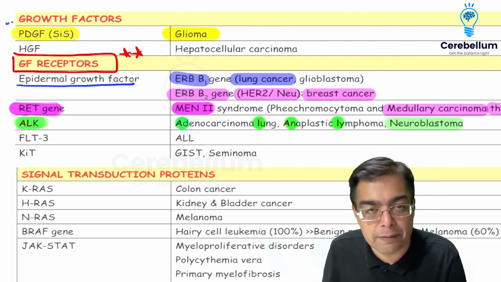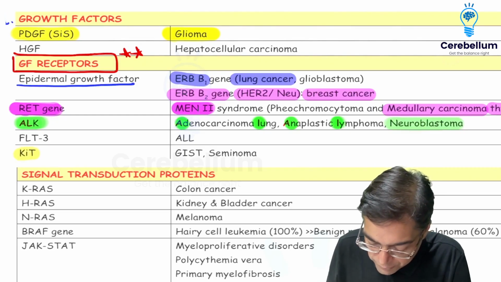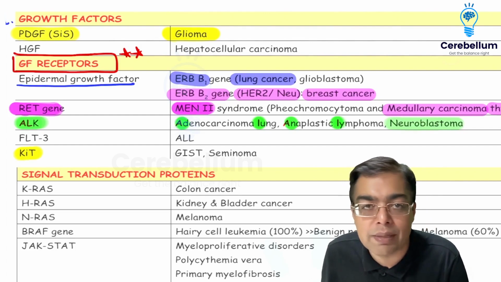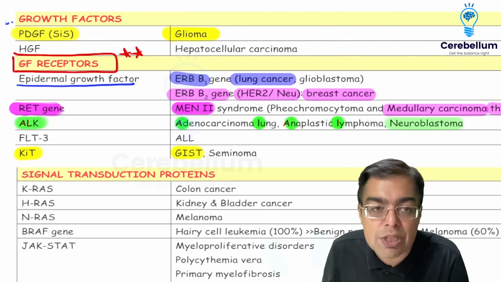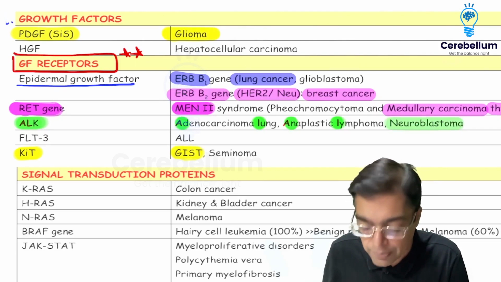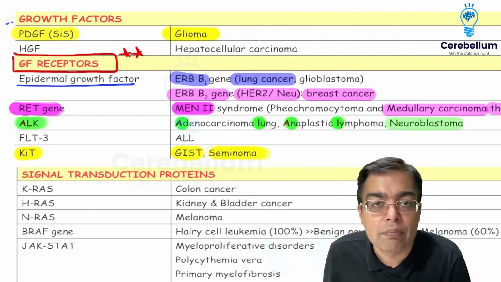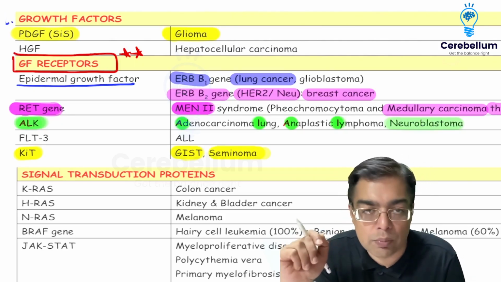Whenever we are talking about the KIT gene, for some reason it was asked in the exam more frequently. It is associated with the mesenchymal tumor of the stomach. That tumor is what I want you to remember. It is given the name of GIST tumor, mesenchymal tumor of the stomach. And it is also seen in case of a gonadal tumor, which is given the name of seminoma. So KIT is associated with GIST tumor. It is also associated with seminoma.